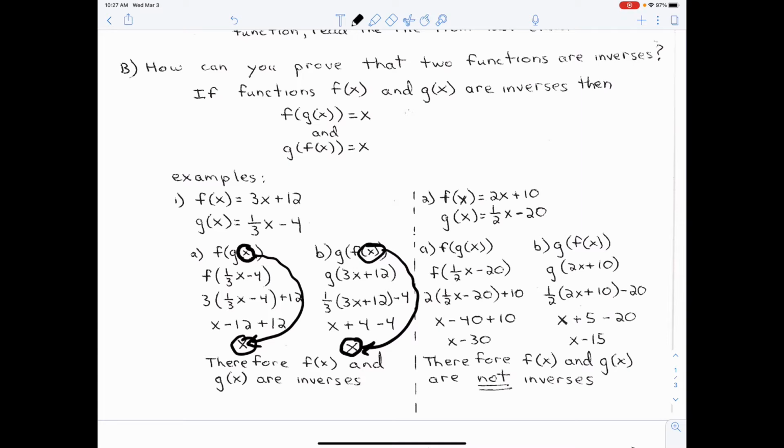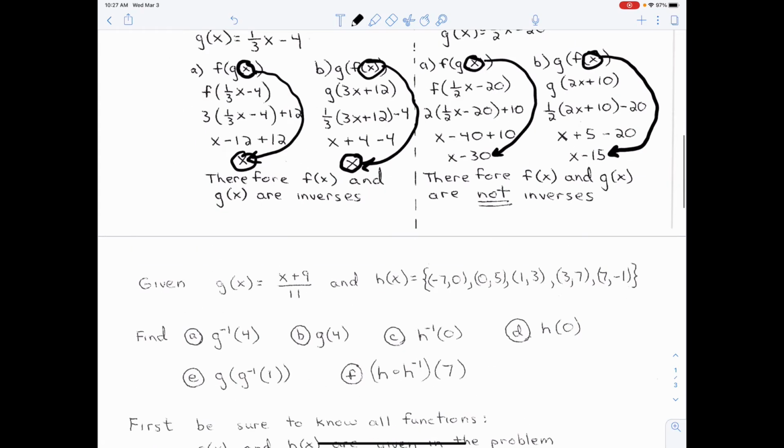Now let's take a look at something where they're not inverses. We've got the f of g of x, where g of x is 1/2 x minus 20. The f of that is x minus 30. Notice it did not give us back what we started with. For the g of f of x, find the f of x first, then find 1/2 times the quantity 2x plus 10, minus 20, and what does it give us back? Notice it doesn't give us back what we started with. That's why they are not inverses.